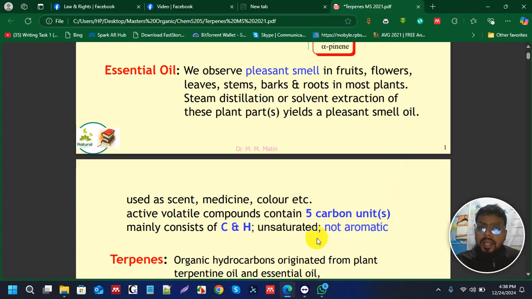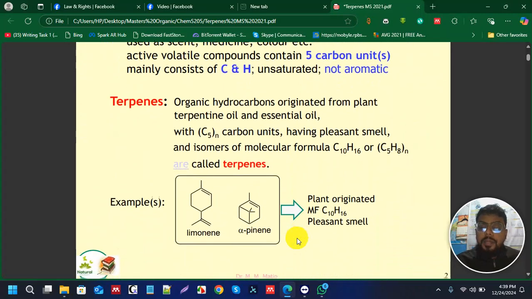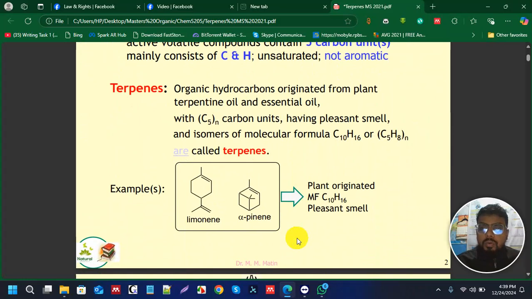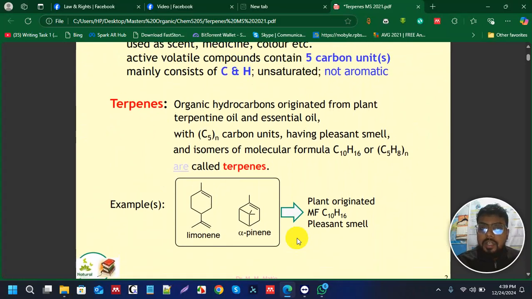That's why essential oils, those we observe in fruits, flowers, leaves, stems, barks, and roots in most plants, are not aromatic. And the next one, those are known as terpenes. I have already told you what terpenes are. Terpenes are organic hydrocarbons originated from plant turpentine oil.